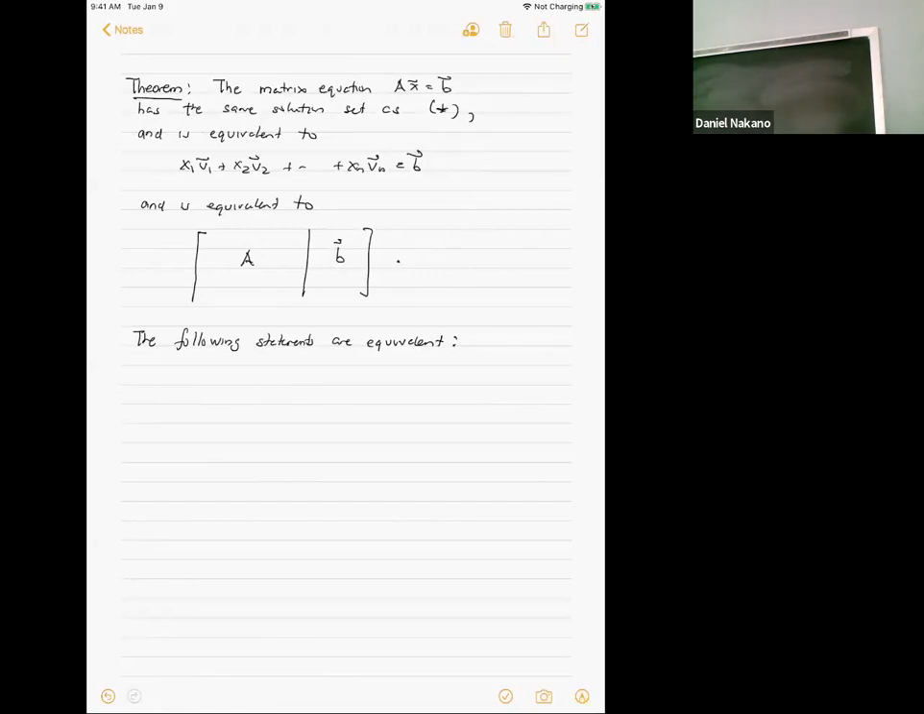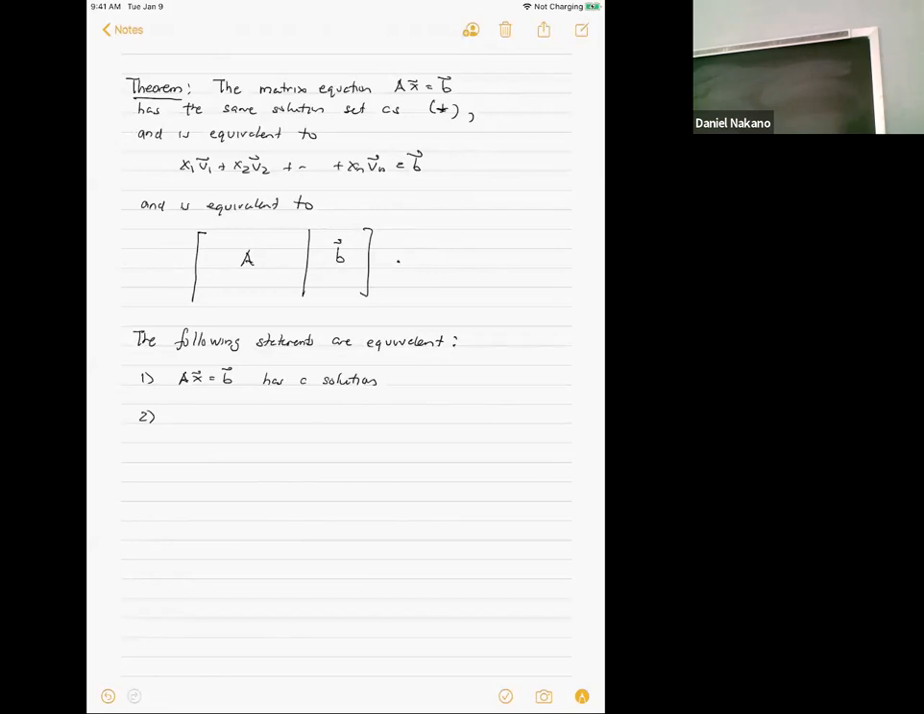So statement number 1, Ax equals b has a solution. Okay, so I'm just looking at this system of equations and I want to actually know whether the system has a solution or not.